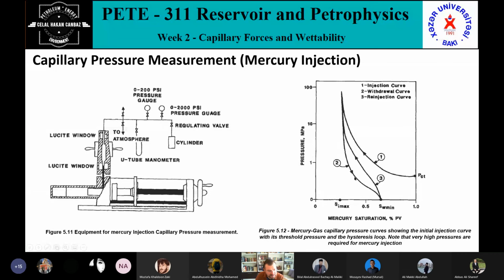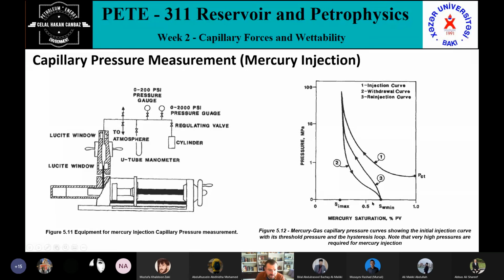You will see a shape like this. It's the behavior of mercury actually, because you are injecting mercury in here, and you see a kind of shape like this. And then in the third one, reinjection curve. So you start again reinjection, and you see a curve like this.